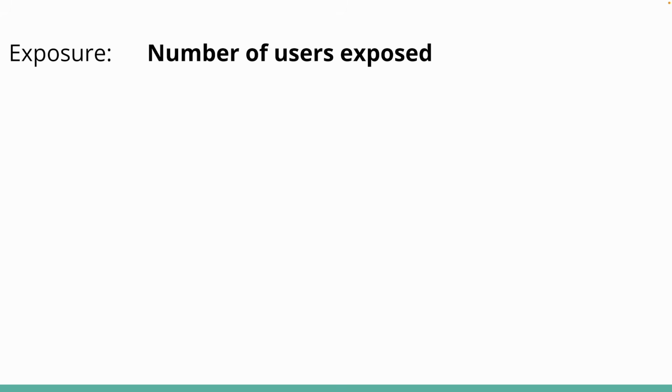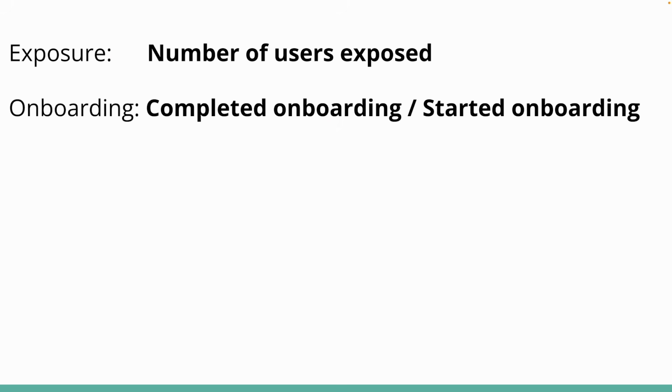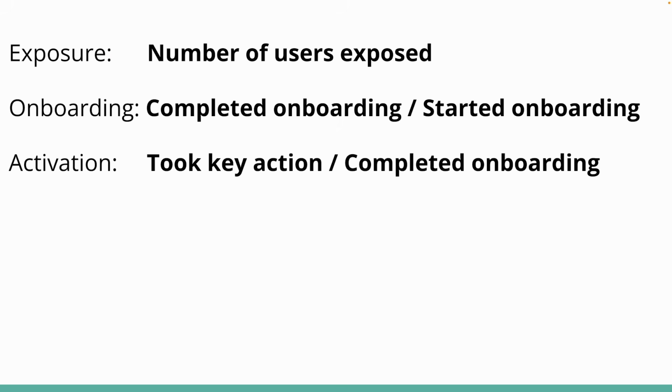So to recap, we have exposure, which is the number of people who got exposed to your product. We have onboarding completion, which is the number of users who completed onboarding divided by the number of users who were exposed to your product, or those who started onboarding. This metric is optional, depending on your product type. Then we have activation rate, which is the number of people who took a key action divided by the number of people at the prior key point of the journey, either exposure or onboarding completion.